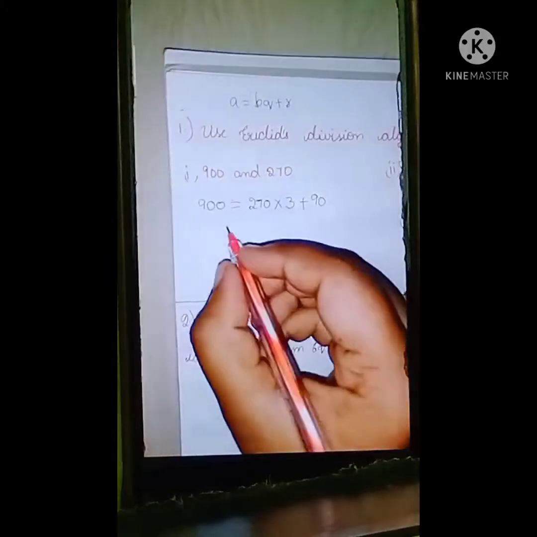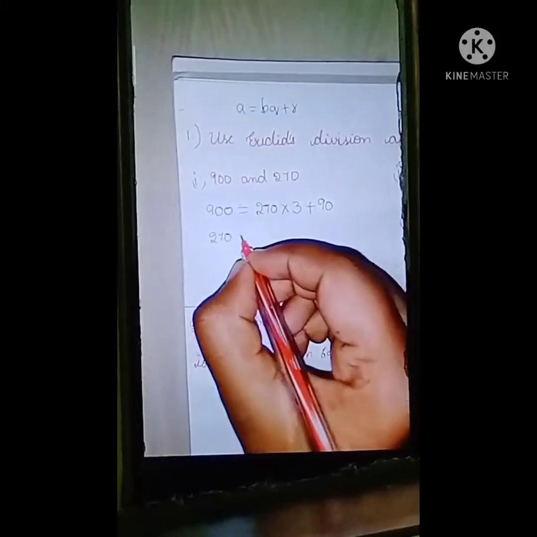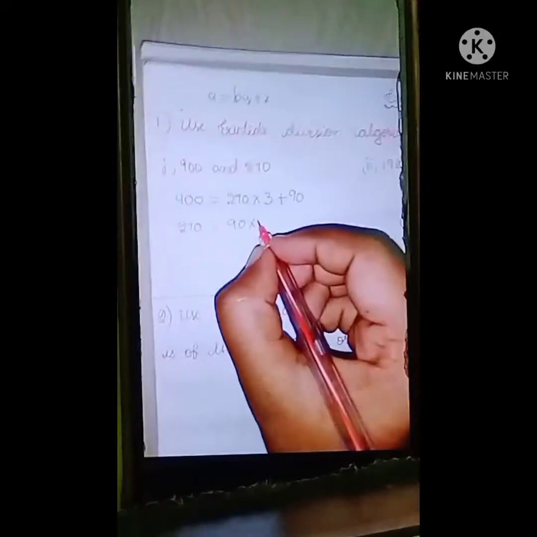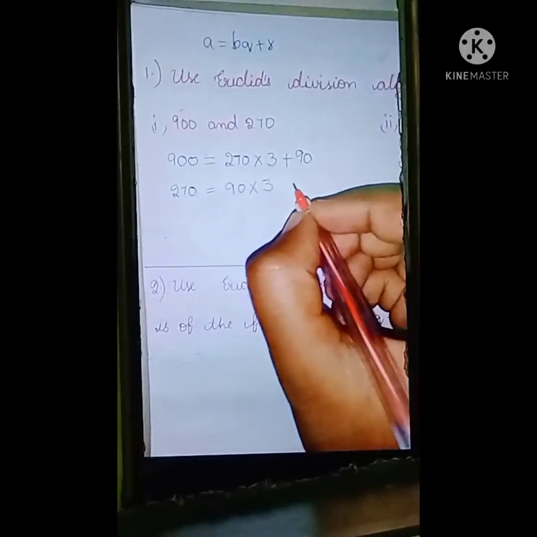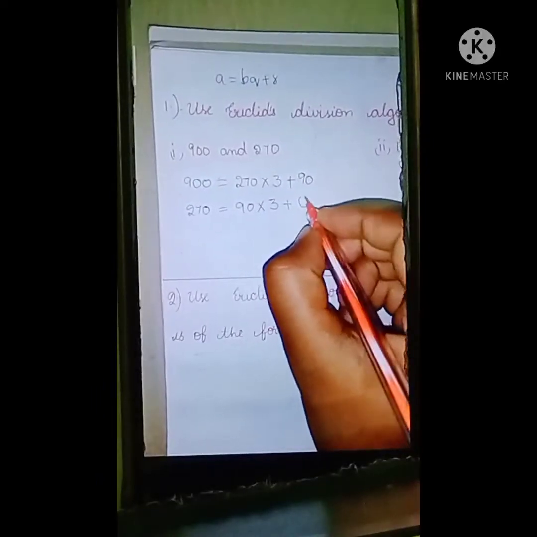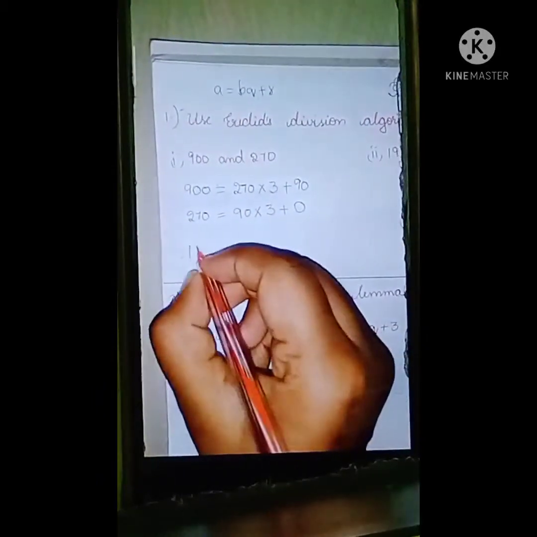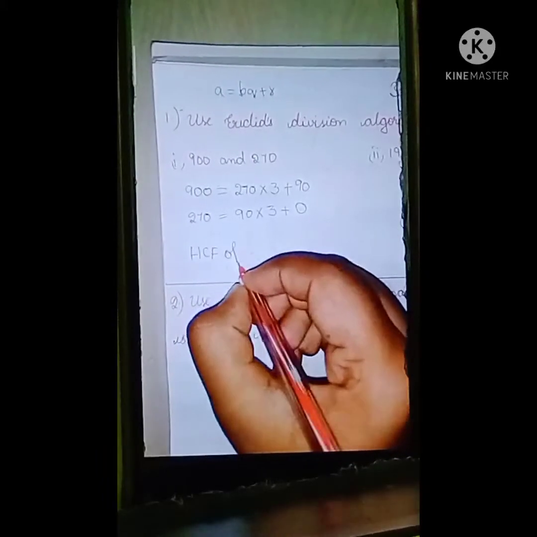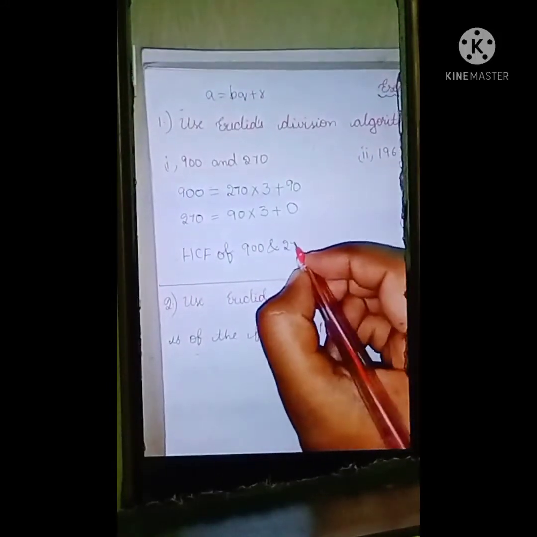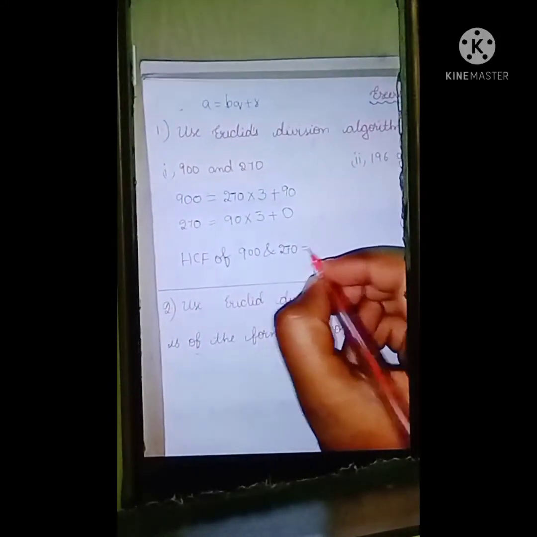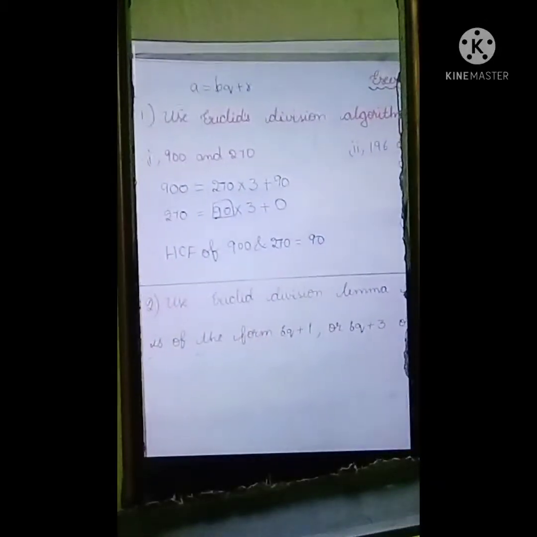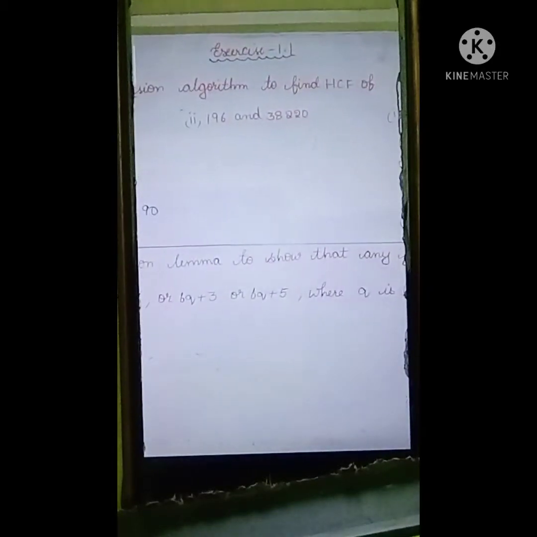270 times 3 is 810. So the remainder, 900 minus 810, is 90. Now take A as 270 and B as 90. 90 times 3 will be 270, plus 0, so there is no remainder, it becomes 0. Therefore, the HCF of the two numbers 900 and 270 is 90. The value we got here should be taken as HCF. Okay, now let's go on to the second problem.